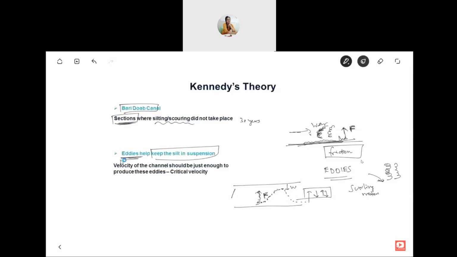Because of these two processes, it's always kept in suspension because of these eddies. So our whole idea should be that the velocity of this channel or canal should be just enough to produce these eddies. That is known as critical velocity. At a certain velocity only these eddies get formed. So that velocity is known as critical velocity. So the velocity of the channel should be greater than or equal to critical velocity.